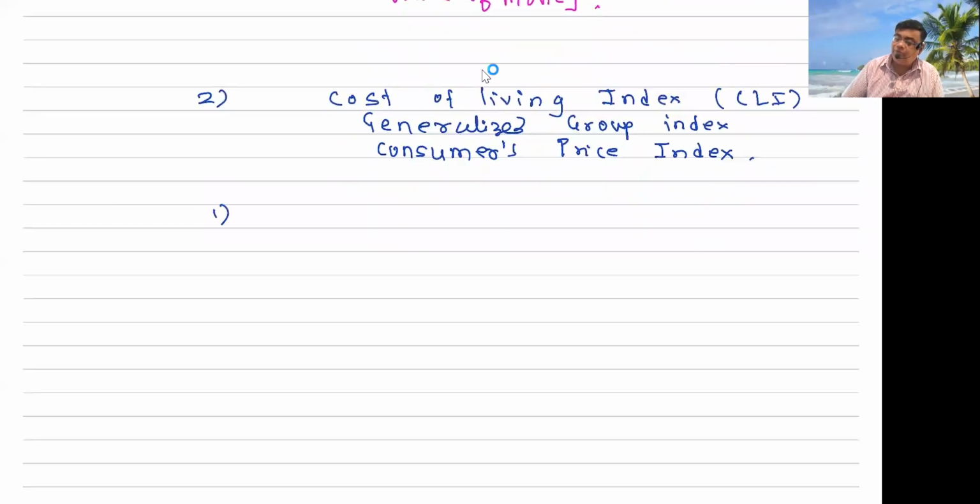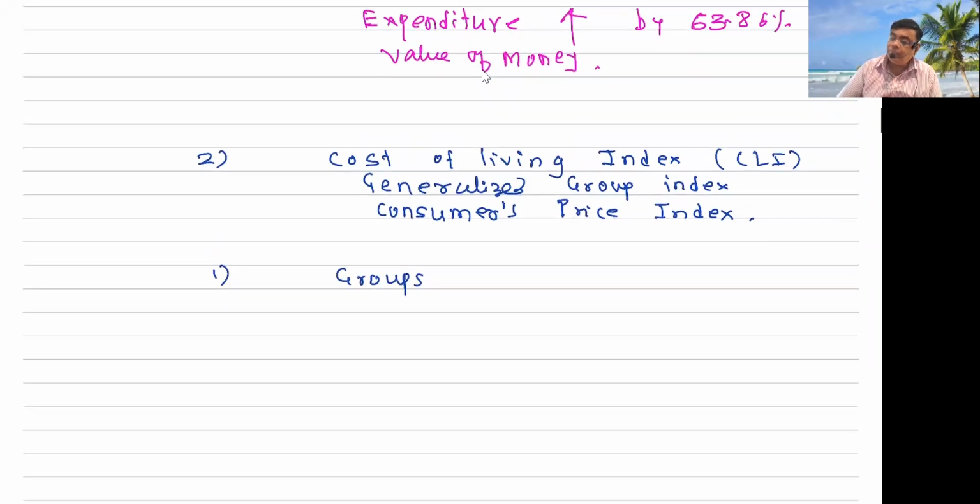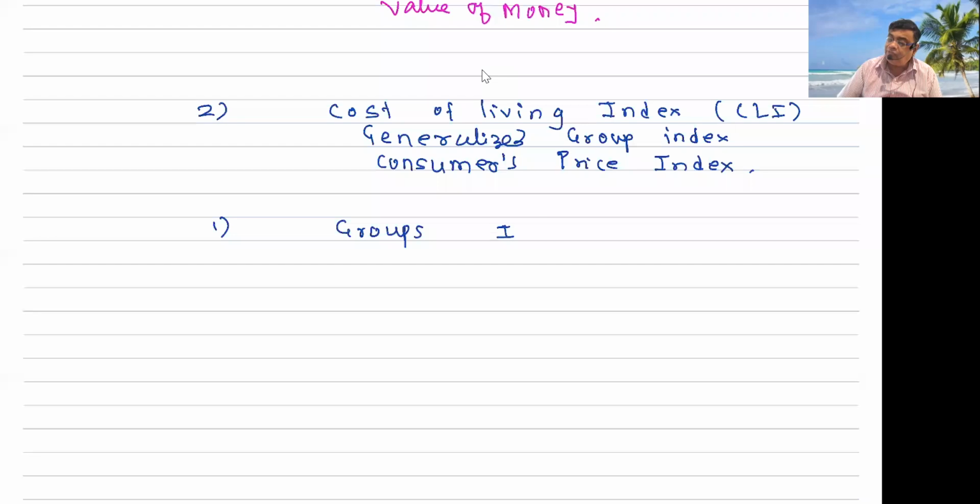As a first point, write down what sort of data you will have. You have the groups, indices, weights. Now remember, in this case, the weights are nothing but the expenditures, and the indices are nothing but the price relatives.